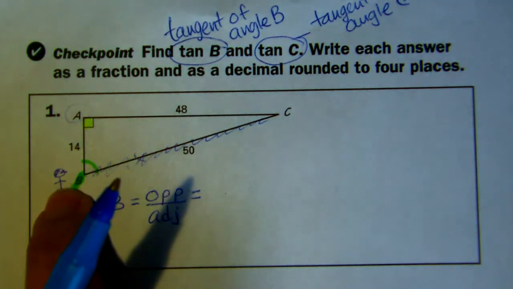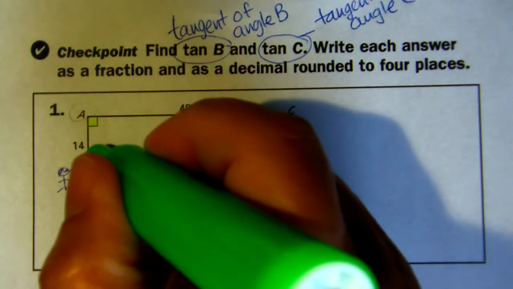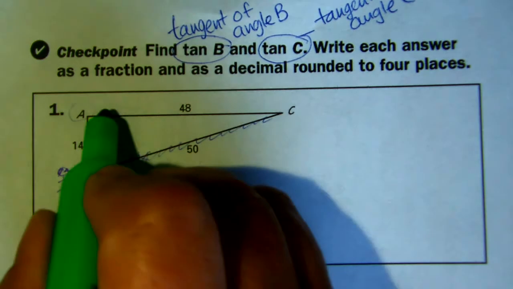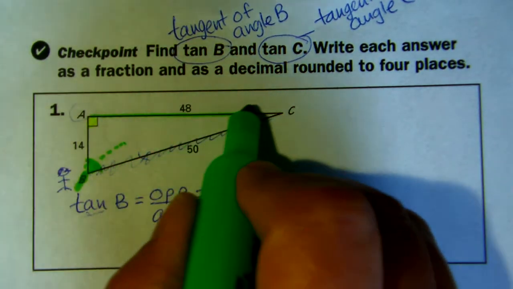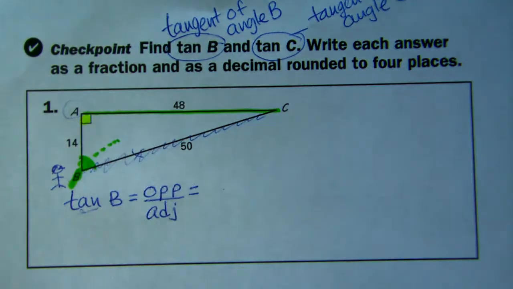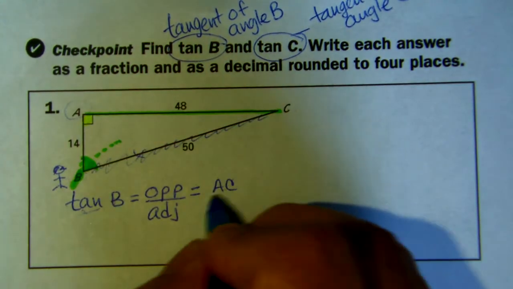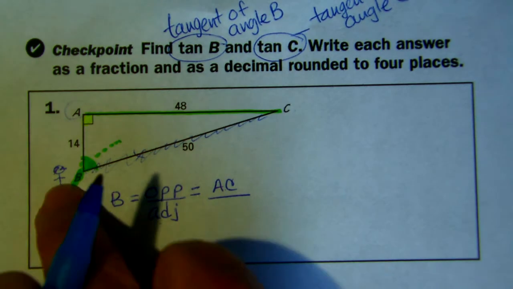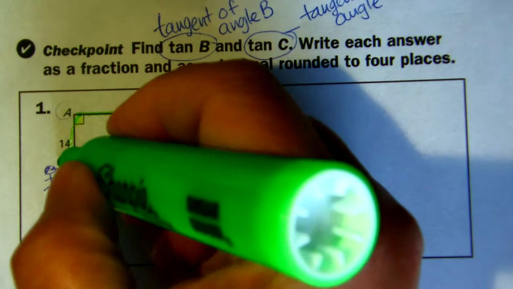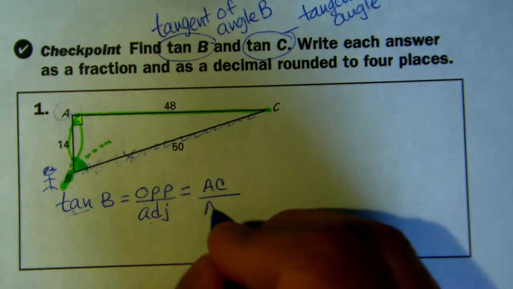Across from you, which side is across, the opposite of angle B? Which side do you see across from you? You see this one right here. For angle B, this right here is the opposite. That will be side AC. And the adjacent, right next to you, which side do you find? This one right here, which is side AB.